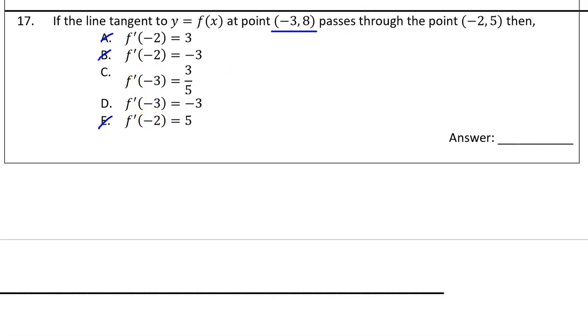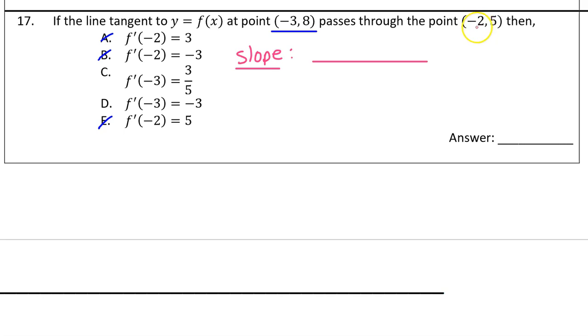Now remember, f prime is the slope of the tangent line. And they have given us 2 points on the tangent line. So we can easily calculate the slope using our Algebra 1 skills. Really, so it's just y minus y over x minus x. You know what I mean?